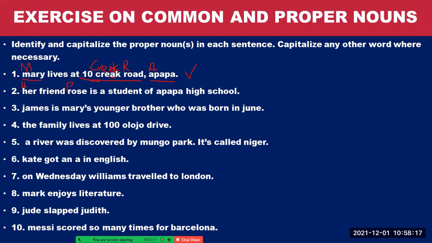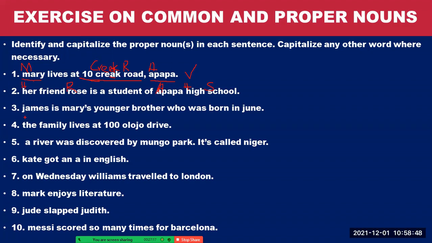Now, her friend Rose, Rose is the name of a particular person, so it is a proper noun, is a student of Apapa. Then you will understand here that Apapa High School is the name of a particular school. So Apapa has to begin with capital letter A, High with capital letter H, and School with capital letter S.